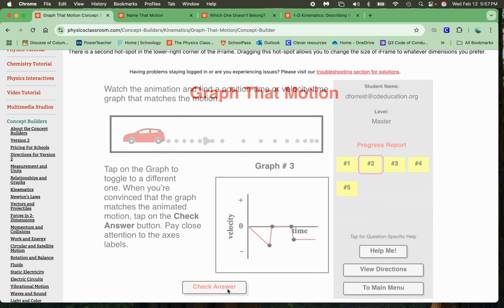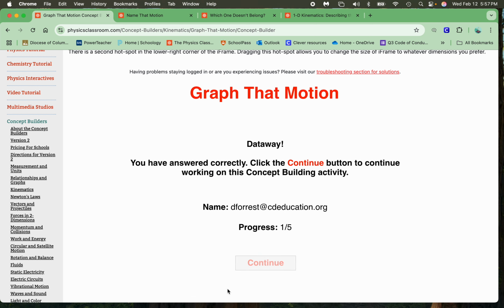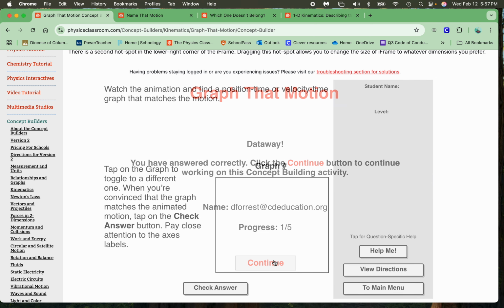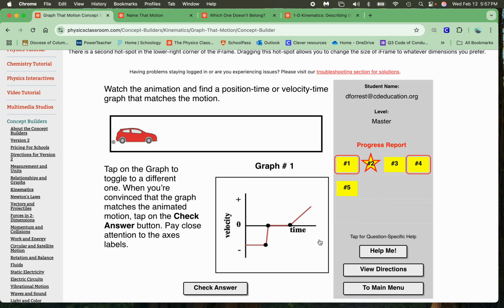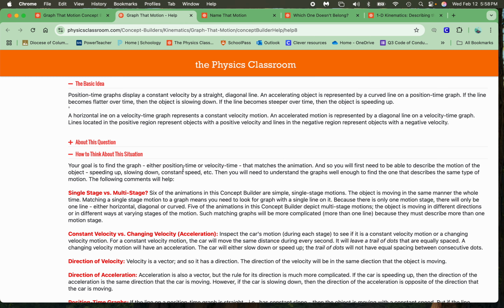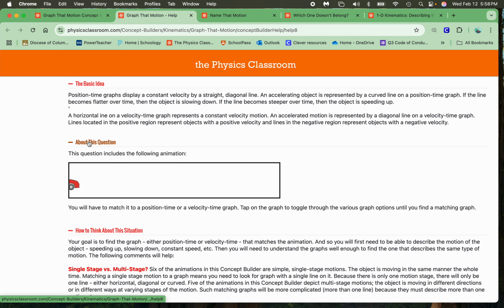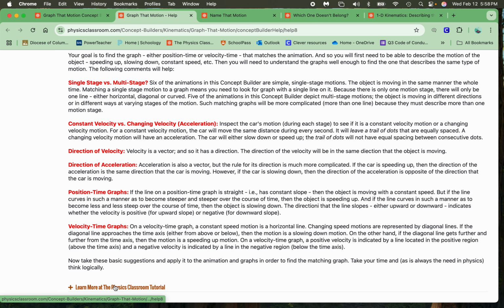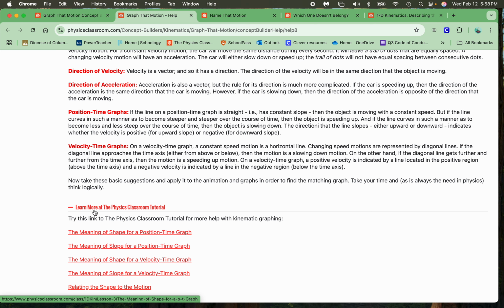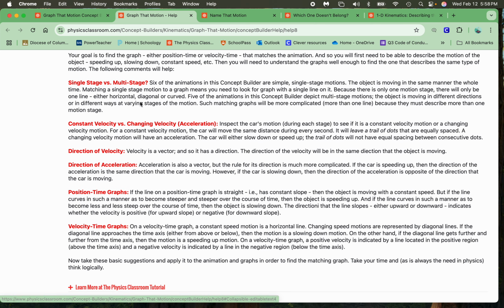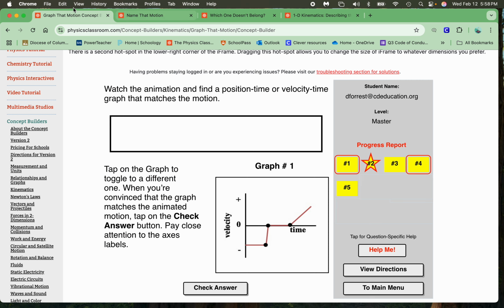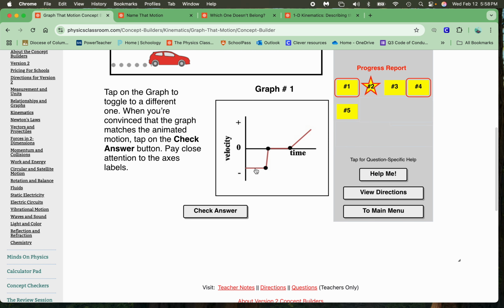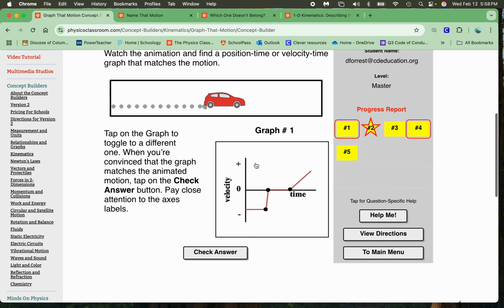I'm going to check the rest of the graphs. Oh, I should have checked the rest of the graphs to make sense. And again, if you screw up, you'll have to complete two similar activities in the one you screw up. So it is useful to go to help if you need that. There's specific things about the question, there's about the situation, and there's more in the particular physics classroom tutorial. So that takes you back to the tutorial that I talked about. I'm not going to do this again, but these are all 6 of the graphs.